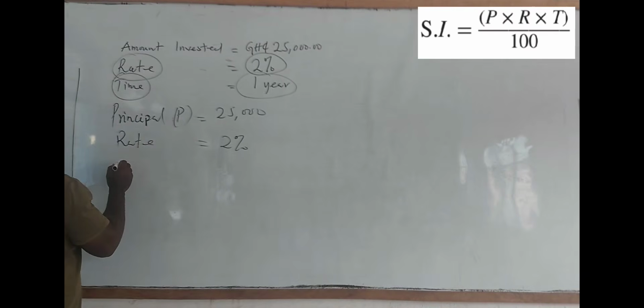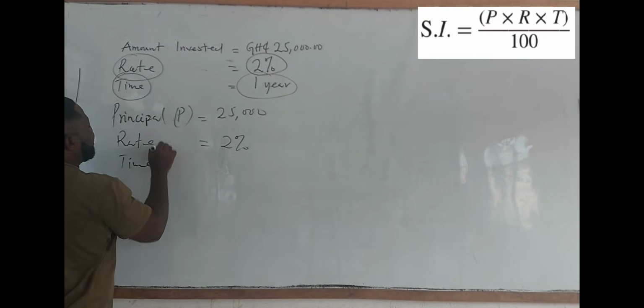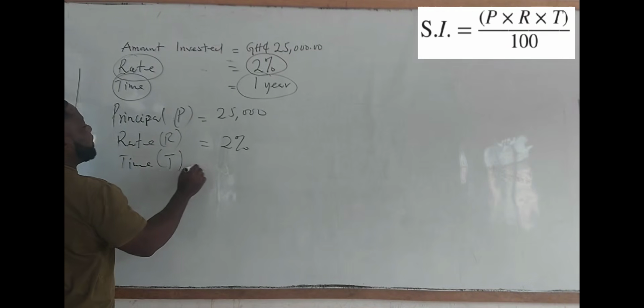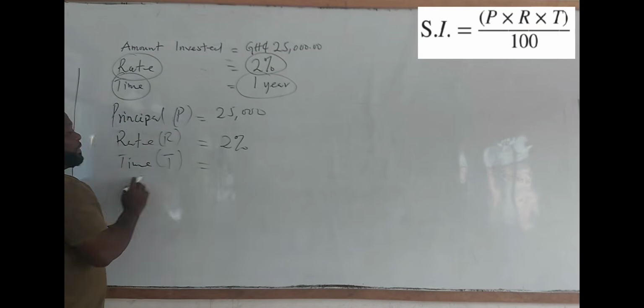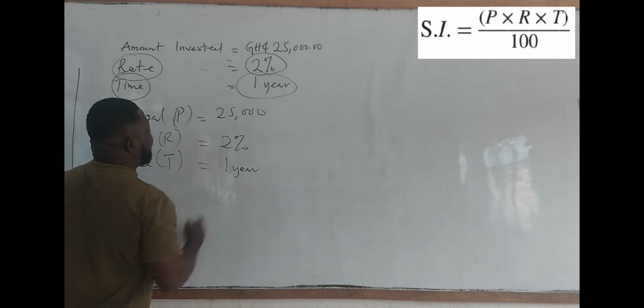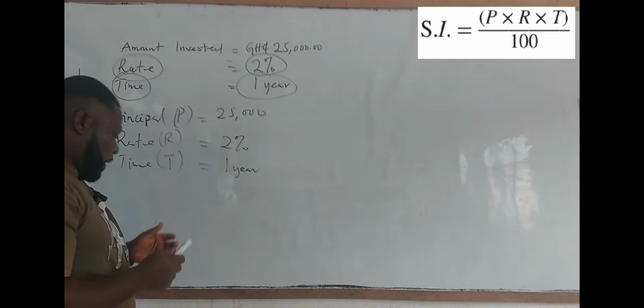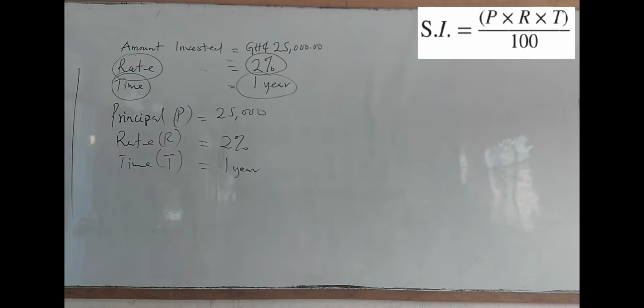And then we also know our time, which is T. Rate is R, time is T, and the time is 1 year. Let me put a year beside it. So it is these values that we are going to use to put in our simple interest formula.